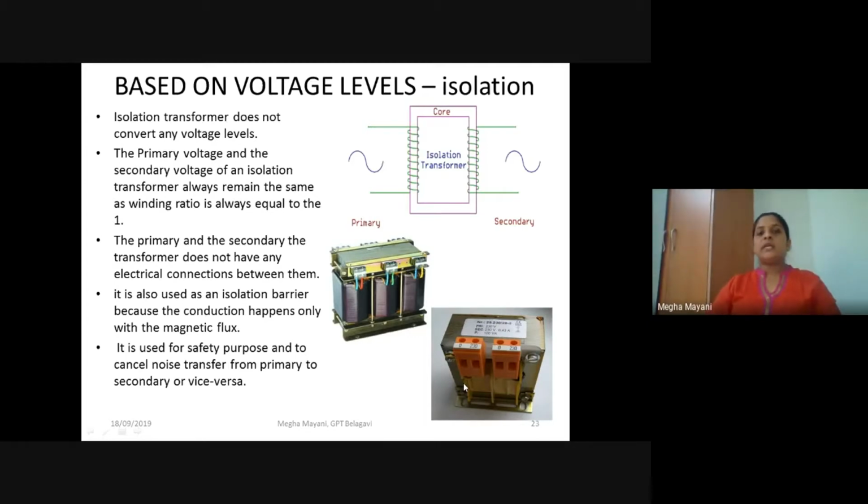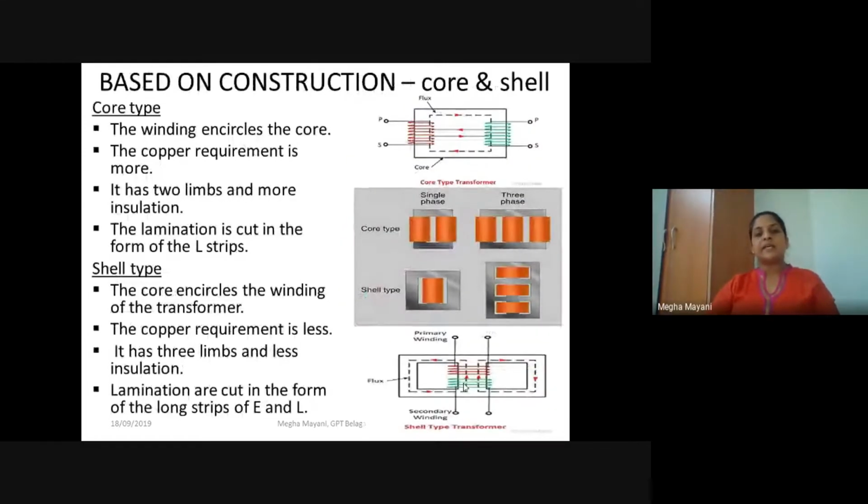So hope the voltage level classification, that is step down, step up, and isolation type of transformers is clear with you. Next, we can take the second category of classification. We can also classify the transformers based on the constructions. They can be either core type or shell type.